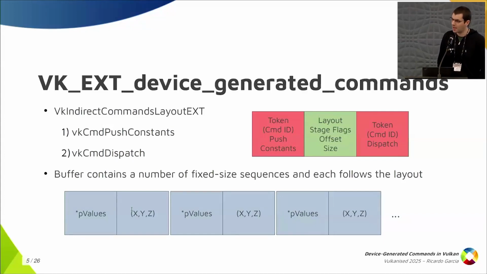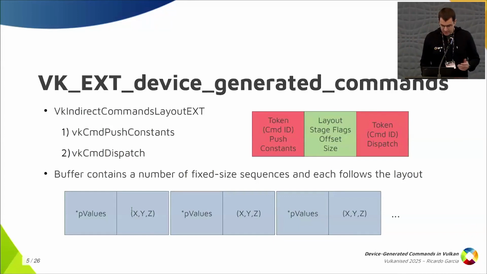And by short, I mean a handful of them, just 3, 4, 5 commands, maybe 10, I don't know. So that in the end, the DGC buffer can be pretty large, but it does not contain a random sequence of commands where you don't know what comes next. You can think about it as divided into small chunks that the specification calls sequences. And you got a large number of sequences stored in the buffer, but all of them follow this template, this commands layout. So in the example, we had push constants followed by dispatch. So the contents of the buffer would be push constant values, dispatch size, push constant values, dispatch size, many times repeated.